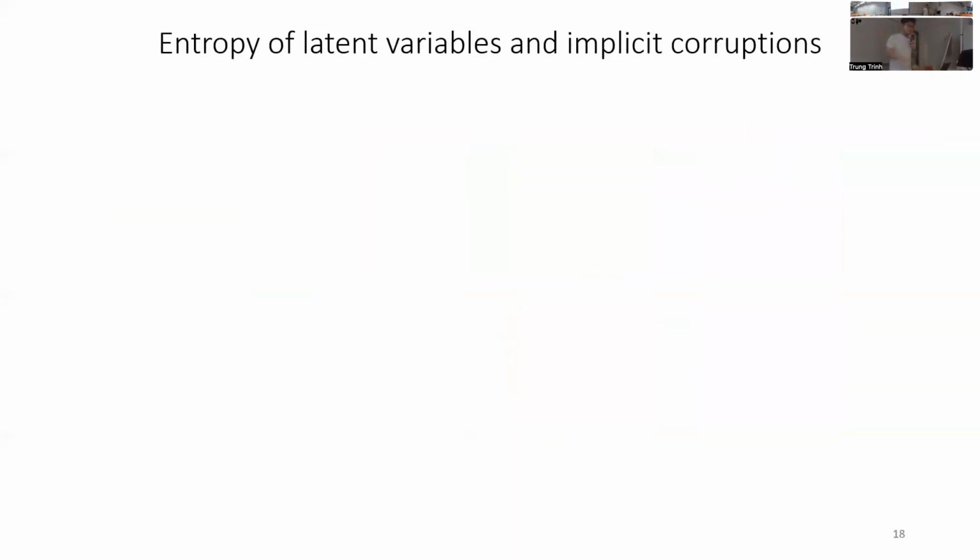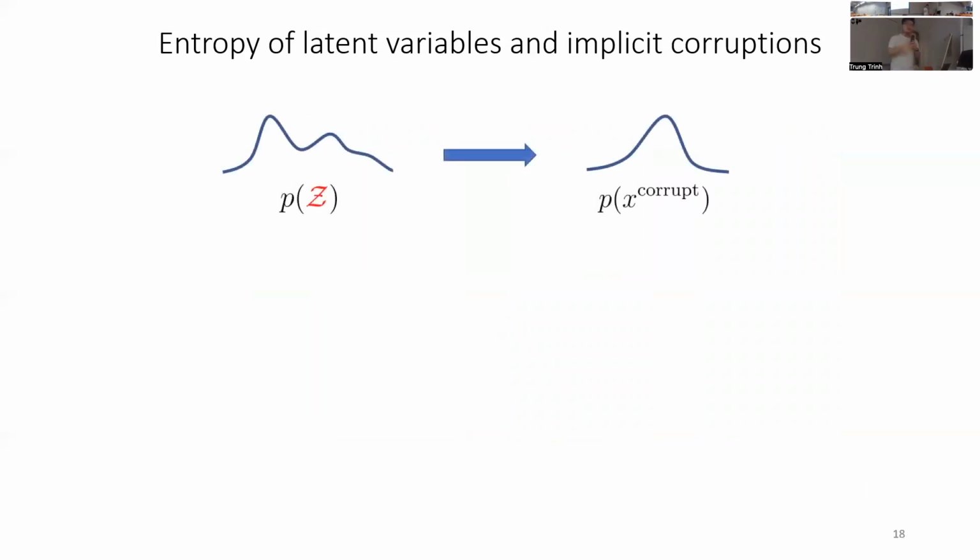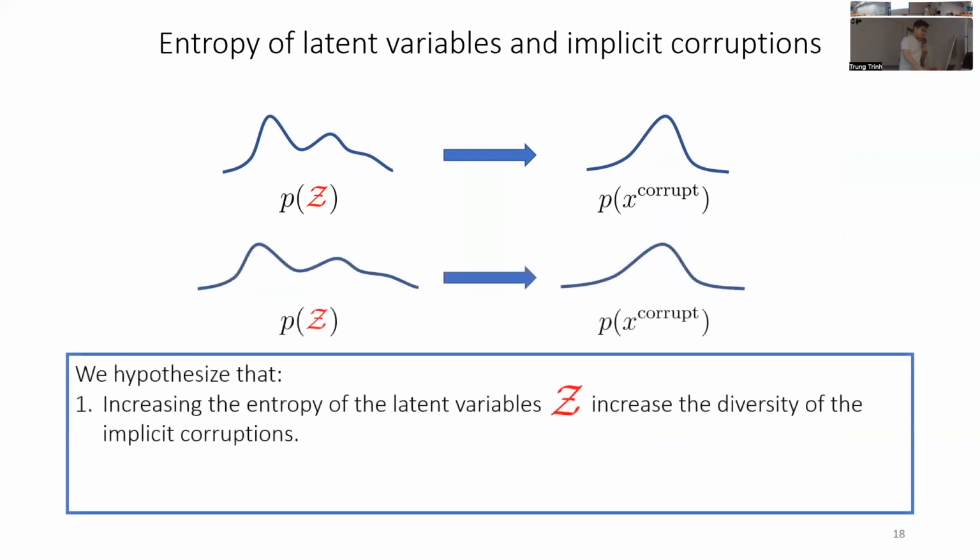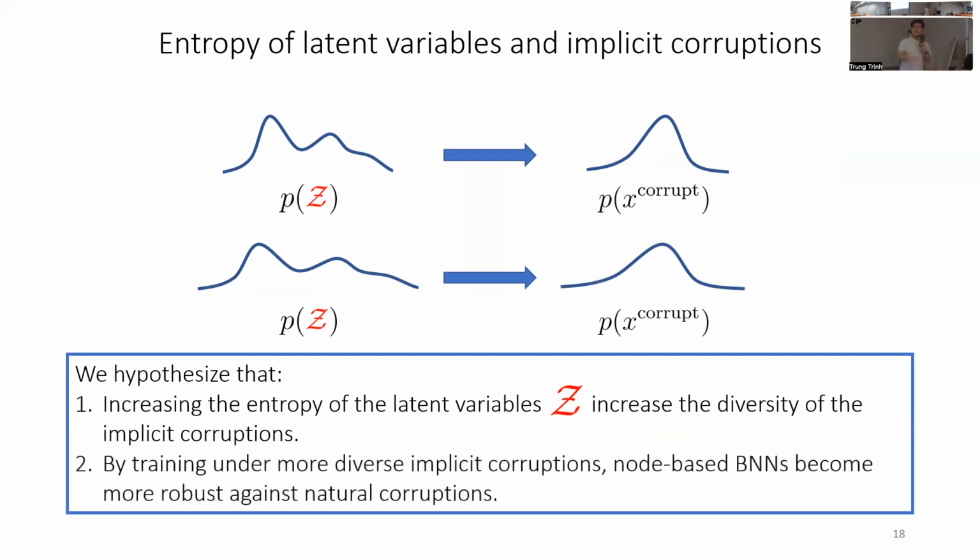From this intuition that the latent distribution induces a distribution of corruption in the input space, we hypothesize that by increasing the entropy of the latent variables, we will also increase the diversity of the implicit corruptions. And thus, by training under more diverse corruption, Node BNN becomes more robust against natural real-world corruptions.